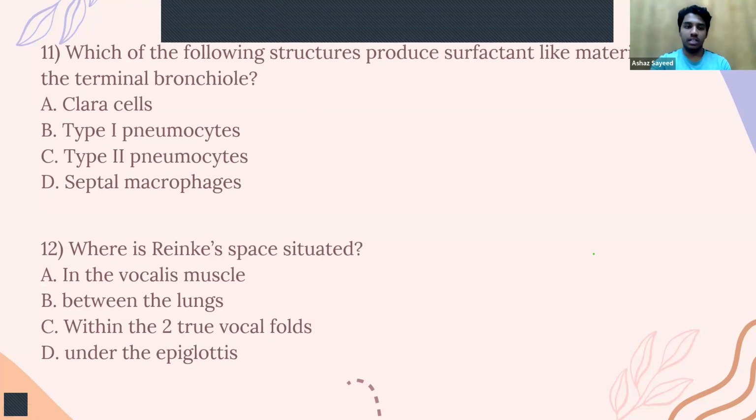Come on, guys. These are easy. Right. So yeah, you're right. For the 11th one, it is Clara cells. And for the 12th question, between the two, within the true vocal folds. The Reinke's space is basically the lamina propria of the true vocal fold. Okay, so it's within the vocal folds.